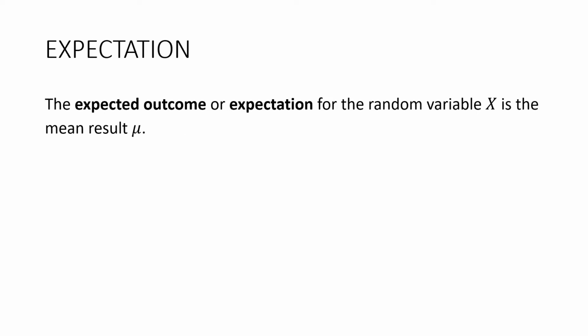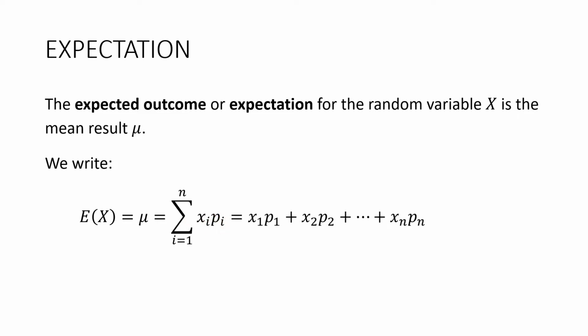Now the expected outcome or expectation for the random variable x is the mean result, and that has the Greek letter mu. Here's the formula. It's a little bit daunting. Expected value of x, which is equal to mu, is equal to the sum, from i equals 1 up to n, of the score multiplied by its probability, or x1 p1 plus x2 p2 plus dot dot dot plus xn pn. Let's have a look at an example.